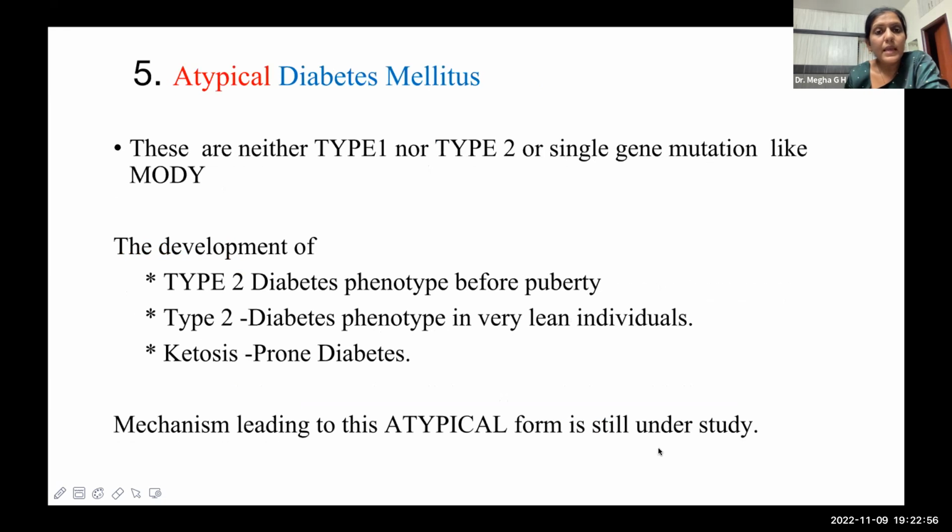Coming to the fifth type, which is atypical diabetes mellitus. These are neither type 1 nor type 2 nor a single gene mutation like maturity onset diabetes of the young. These are those patients who develop a type 2 diabetes phenotype before puberty, or a type 2 diabetic phenotype in very lean individuals. These are ketosis prone diabetic patients. And the mechanism leading to this atypical form is still under study.